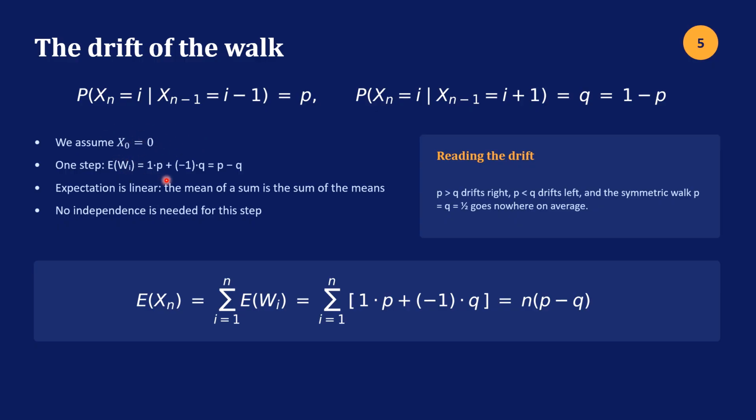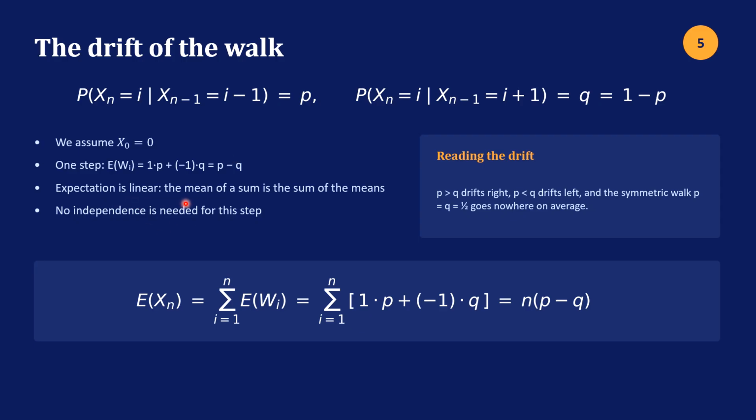That makes the calculations simpler, and we don't lose anything by doing this. The expected value of just one of these Bernoulli variables, using the definition for discrete expectation, is 1 going to the right, and -1 times the probability going to the left, so we get P minus Q.